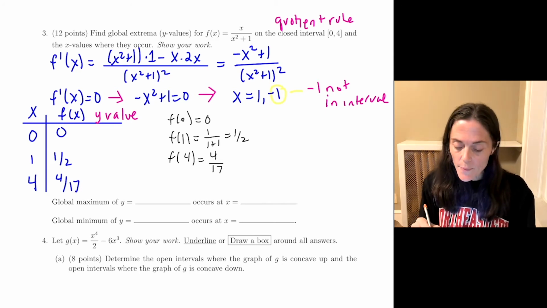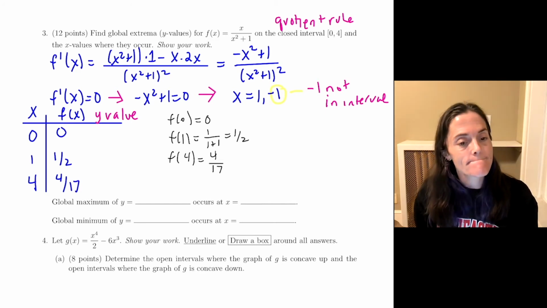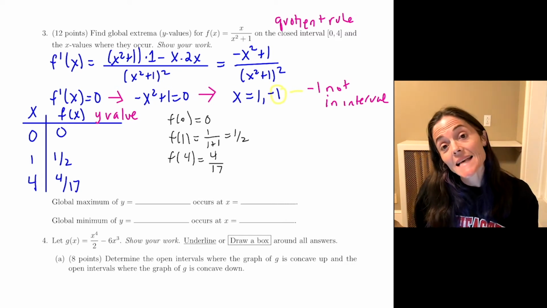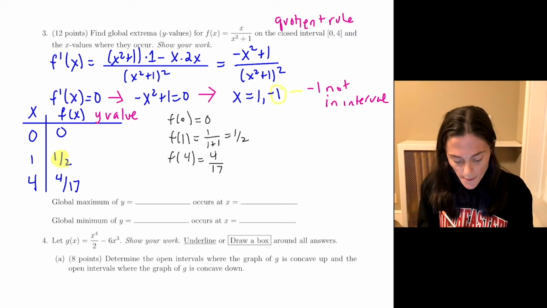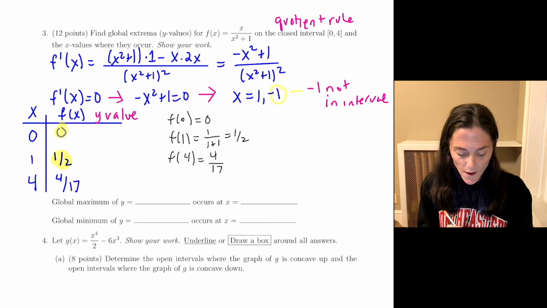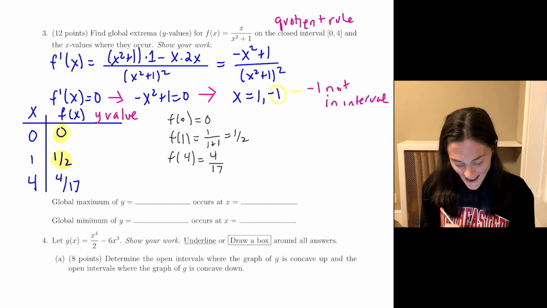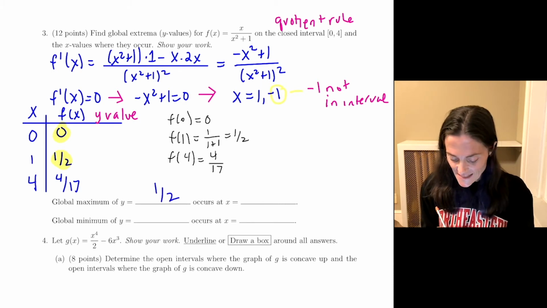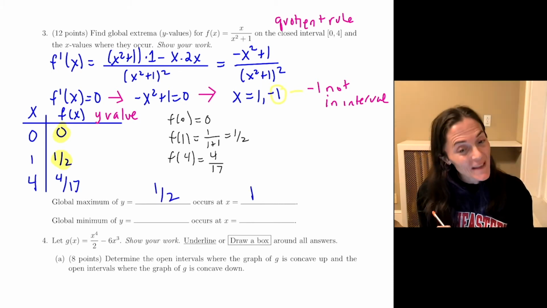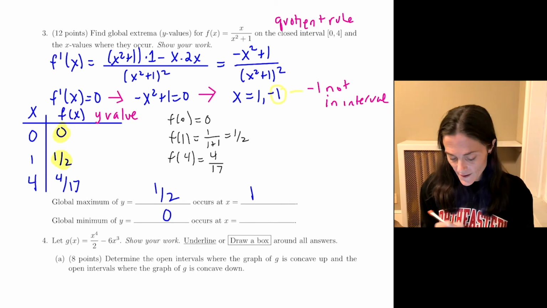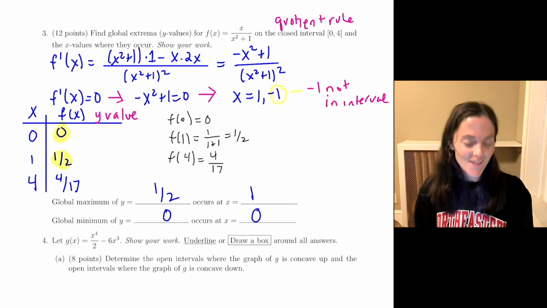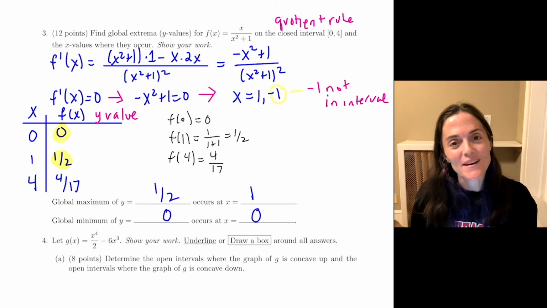Okay, if we compare these, 4 over 17 is certainly less than a half. So here's the biggest number that I see, and here's the smallest number that I see. I have a global max of y equals 1/2, and this occurs at x equals 1. I have a global min of y equals 0, and this occurs at x equals 0. So this is number 3.